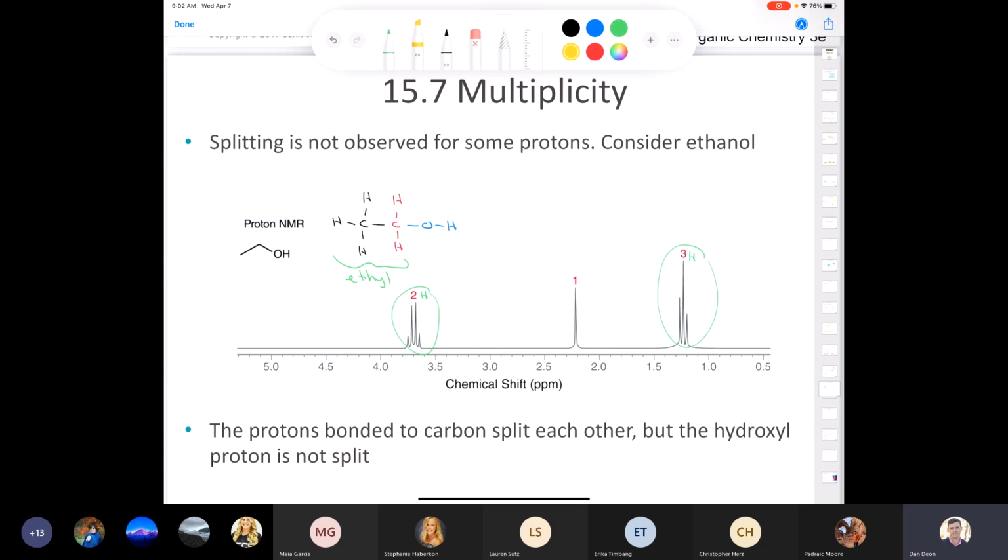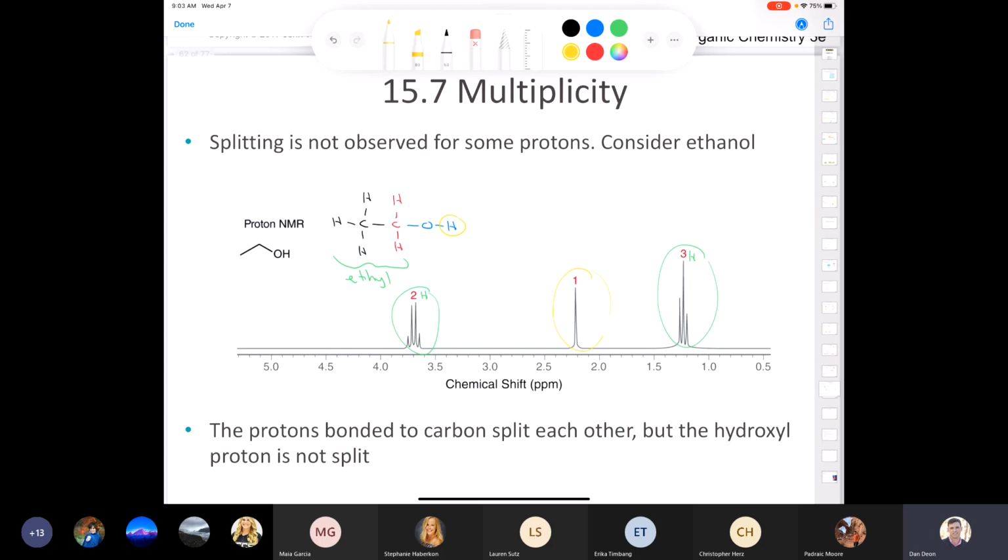It might be a knee-jerk reaction, and it wouldn't be a bad one, to assume that this proton that I have circled in yellow, the alcohol proton, should be split by these 2 protons, because you go 1, 2, 3, they're next door neighbors. In fact, the alcohol proton is not split by anything. It actually shows up as a singlet.